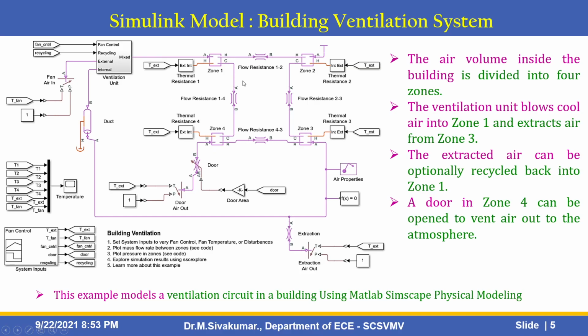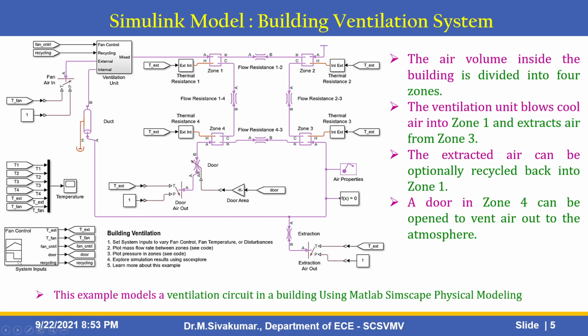These are the four zones. The air volume inside the building is divided into four zones: zone 1, zone 2, zone 3, and zone 4. The ventilation unit blows cool air into zone 1, and it also extracts air from zone 3. The extracted air can optionally be recycled back into zone 1. This is the concept. One separate door unit is adapted with zone 4 and can be opened to vent air out to the atmosphere.